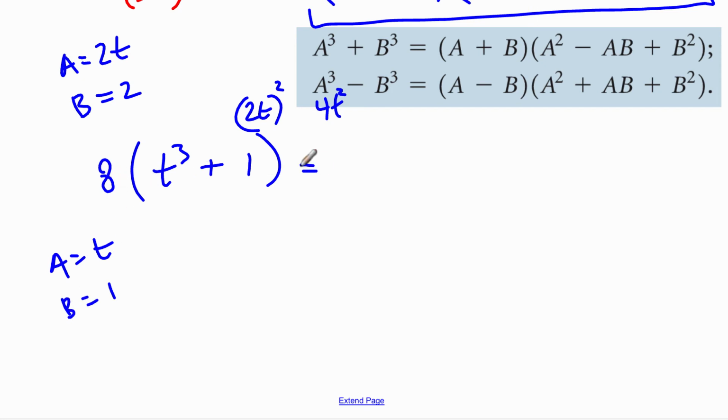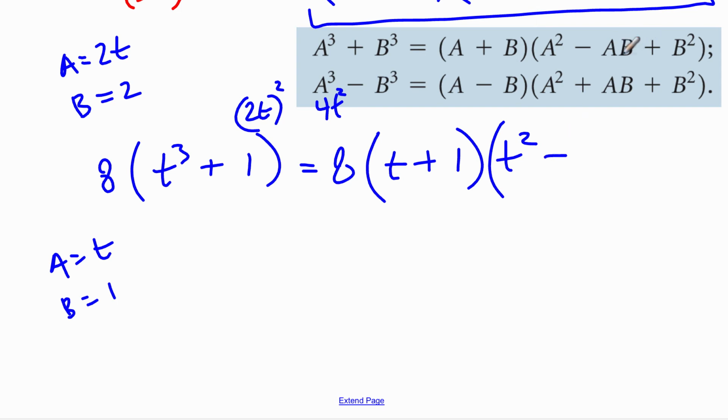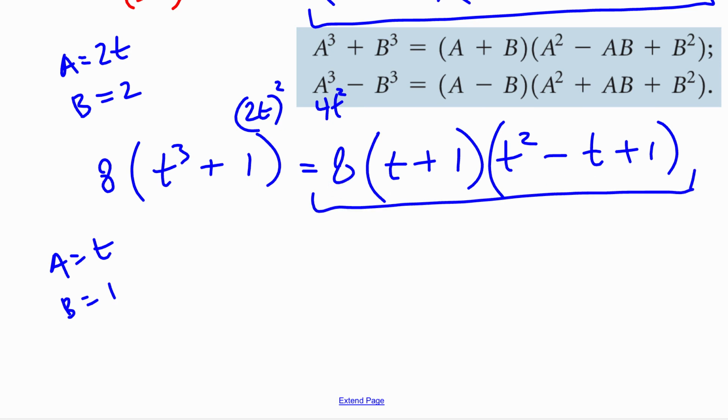That'll be pretty good. So I need to have the 8 out there, and now I'm going to start right up here. So A is t plus B, that's 1. A squared will be t squared, minus A times B, t times 1 is just t, plus B squared. B is 1, so 1 squared is just 1. So that's plus 1. So this would be the proper way to factor that one that I had at the start.